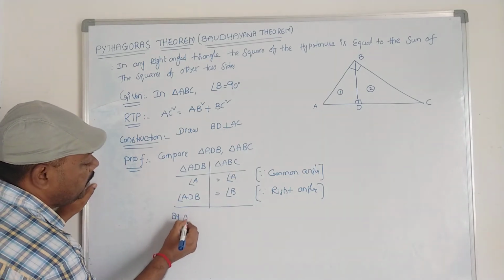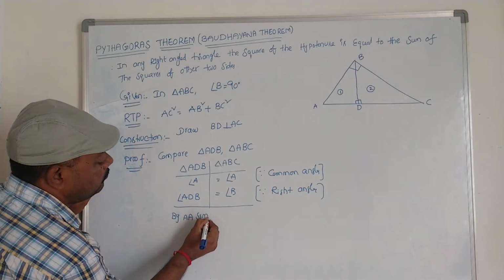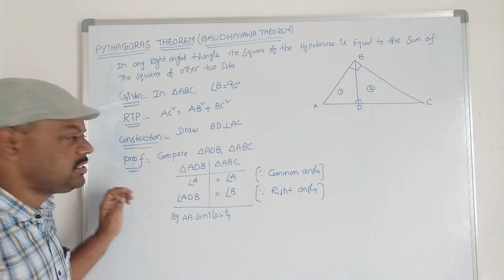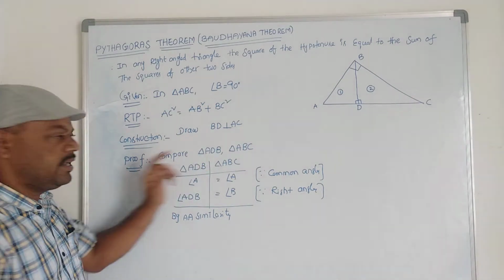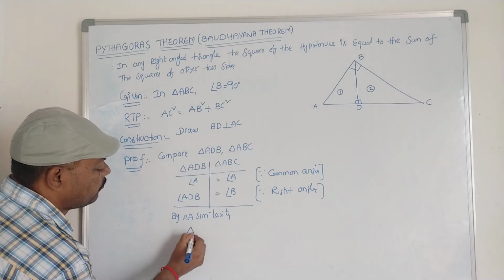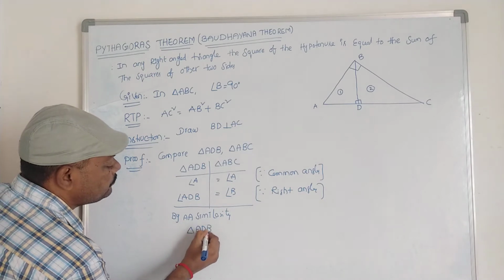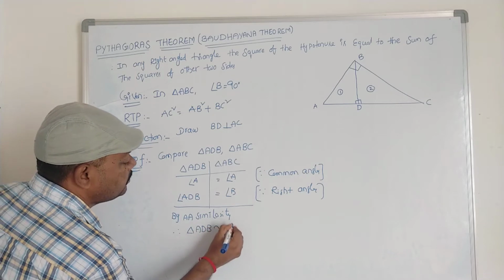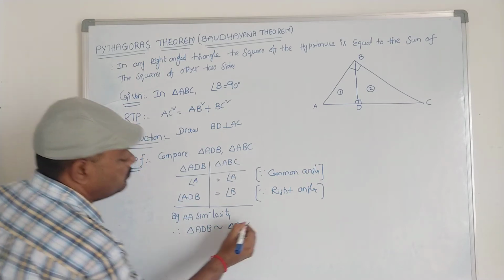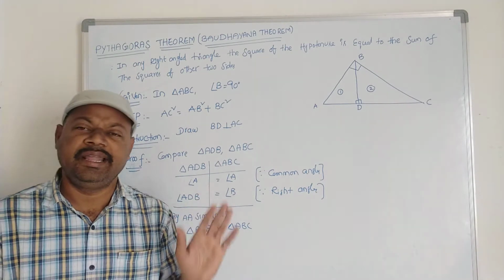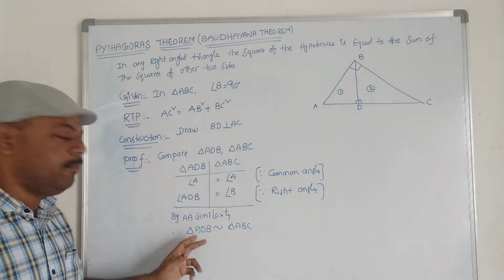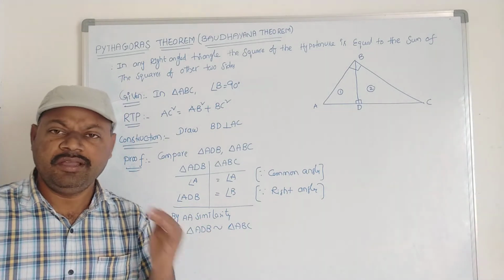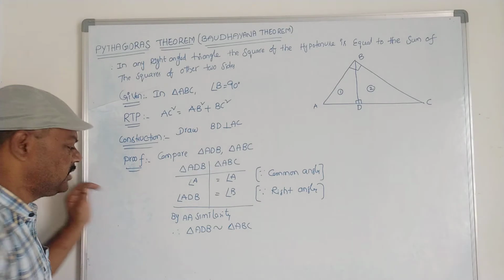So by AA similarity, the first triangle ADB is similar to triangle ABC. The two triangles are similar by the AA similarity rule. Now compare the CSR. CSR means corresponding sides ratio. Now find the corresponding sides ratio.